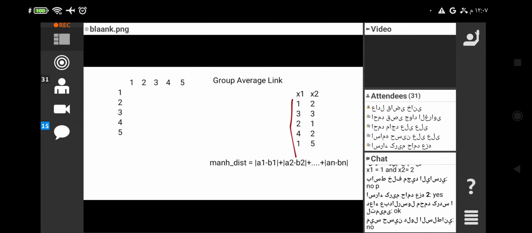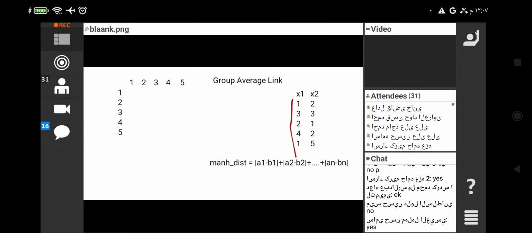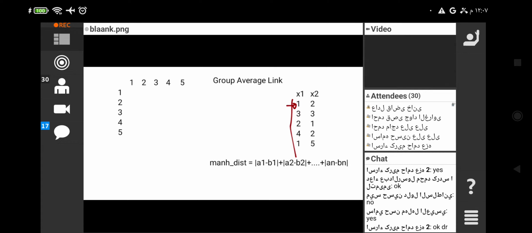Okay, when we say the first cluster, this is the first cluster. For example, the first cluster is x1 is 1, x2 is 2. This is the first cluster. The average of this cluster would be 1, 2, because it's only one data. Okay, so let me write the other distances.